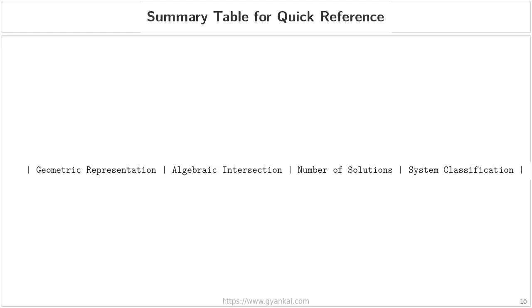Summary table for quick reference. Now that we have explored each of the three scenarios in detail, looking at road junctions, railway tracks, and overlapping paths, let's bring everything together. I have prepared this summary table to serve as your quick reference guide for exams and revision.